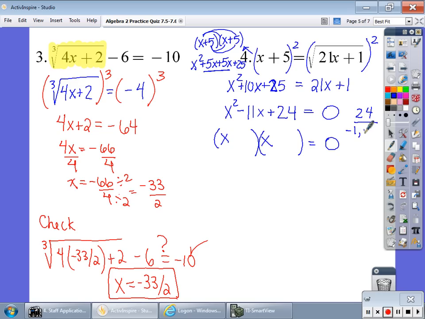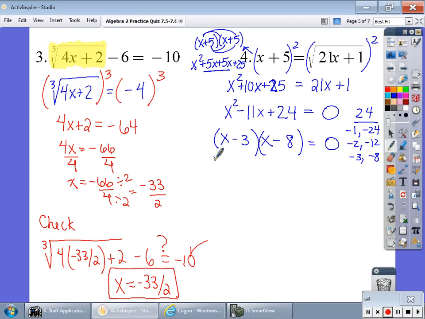Now negative 1 and negative 24 do not work. That adds up to negative 25. Negative 2 and negative 12 is no good. That does not add up to negative 11. And then we go negative 3 and negative 8. Well, there we go. Negative 3 times negative 8 is positive 24. Negative 3 plus negative 8 is negative 11.